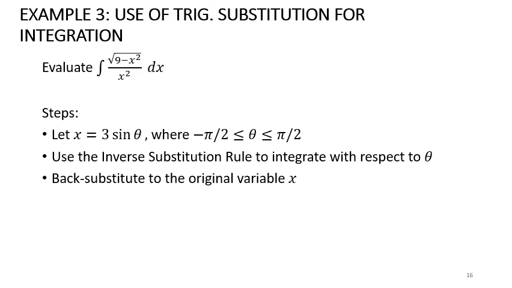Okay, let's do example 3, where we will use the trigonometric substitution for integration. So you are asked to evaluate this integral, square root of 9 minus x squared divided by x squared, with respect to x. So these are the steps laid out that you can follow. We substitute x with 3 sine theta, with theta ranging between minus pi over 2 and pi over 2. Then we use the inverse substitution rule to integrate with respect to theta. Then you need to back substitute into the original variable x. So why don't you pause and try to attempt this example on your own.